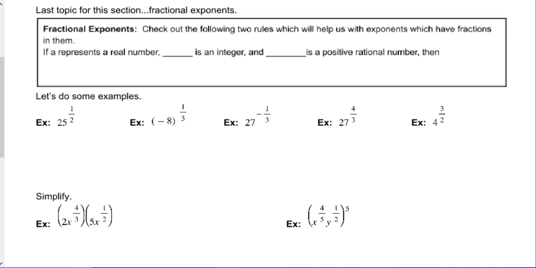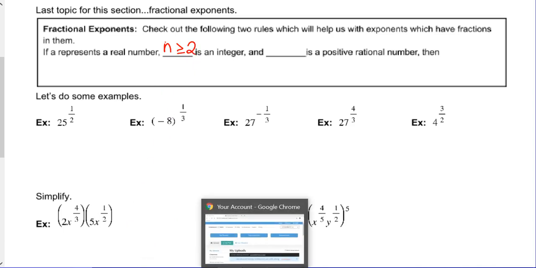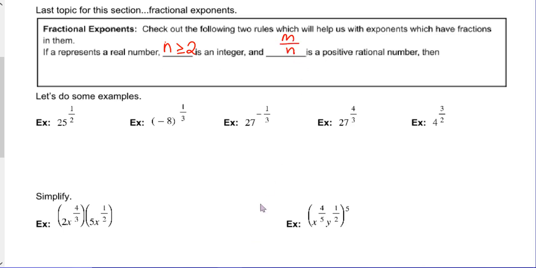If a represents a real number and n is an integer greater than or equal to 2, so it'd actually have to be positive numbers there, and the fraction m over n is a positive rational number, then we got 2 things going on here. If I have a to the 1 over n, so now my power is a fraction, think about power over root. That's what I always kind of tell students, power over root, power over root. So meaning this is the power of this base, and this is the root out front.